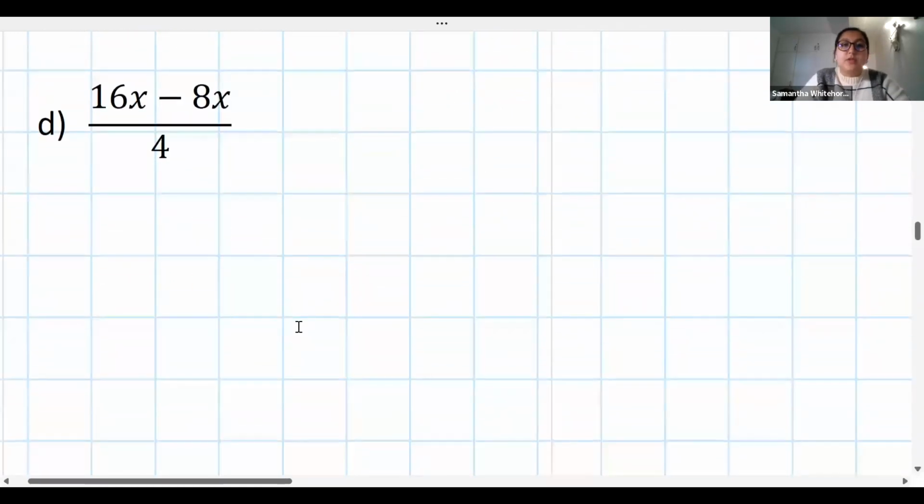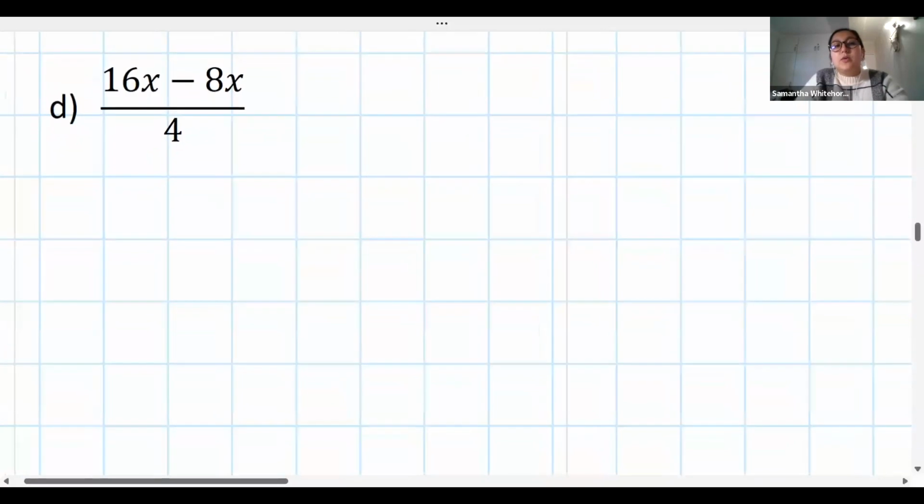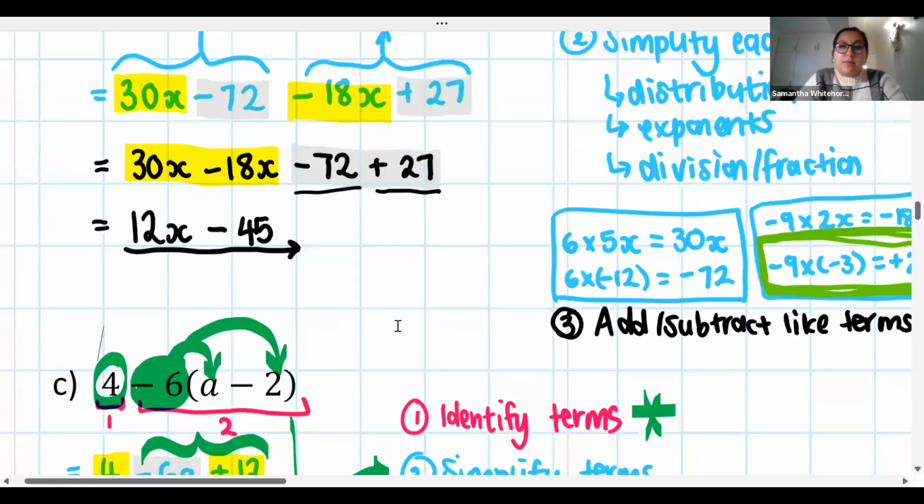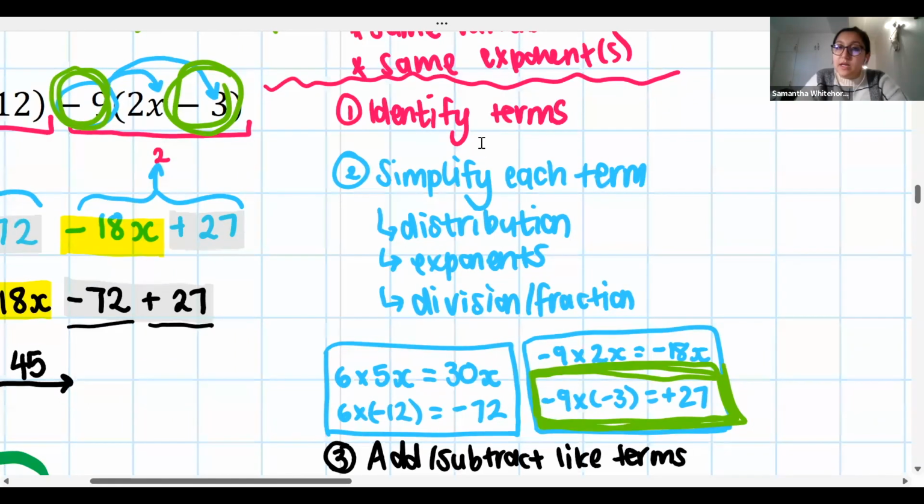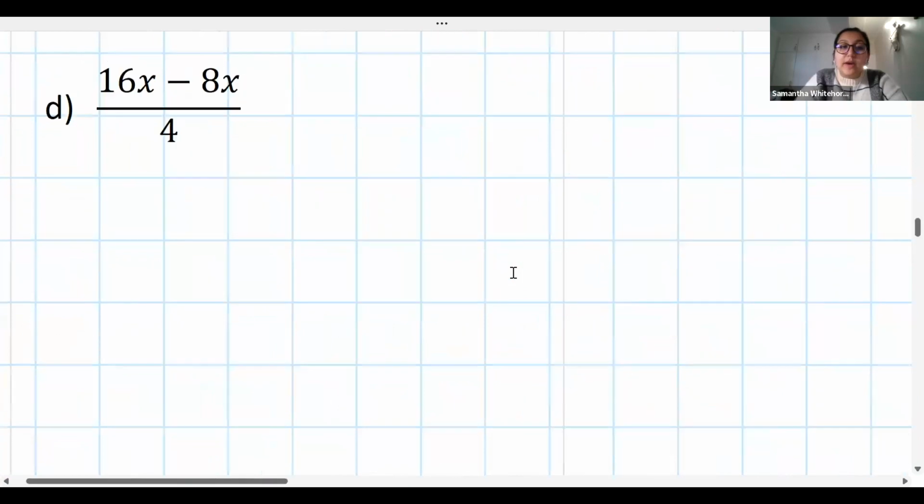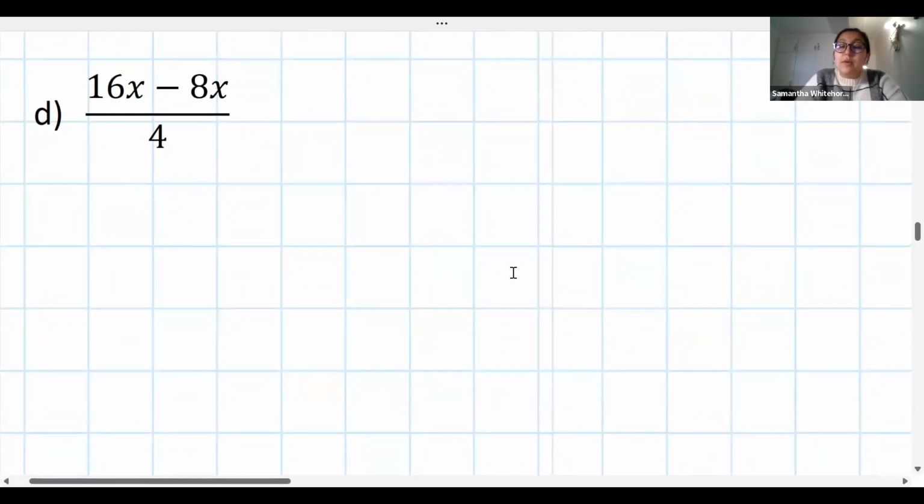Okay, so if we look at question D, and if we just pop back up here to question B, remember one of the things I said we need to look out for when we're simplifying each term is division. So question D now is an example where we now need to be careful of the fact that we have a fraction. Okay, now there's a couple different ways that you can deal with fractions, and I'm going to show you the way that will always work.